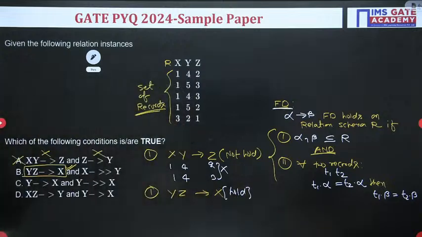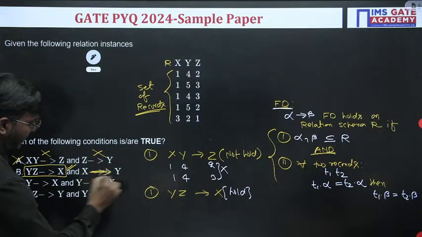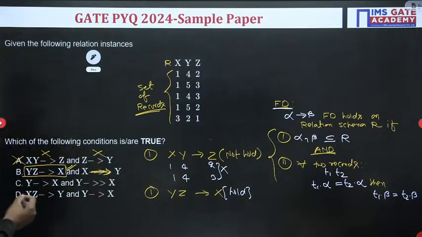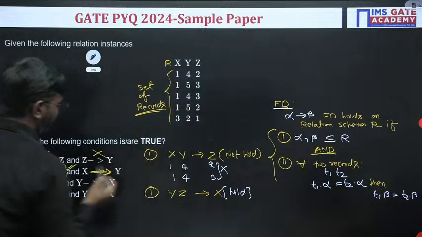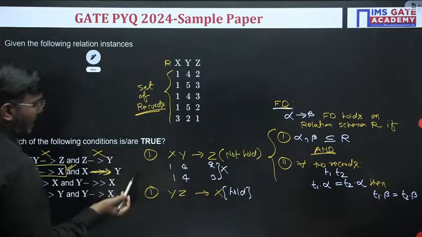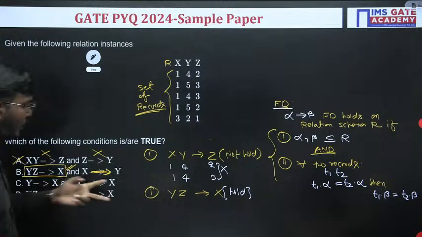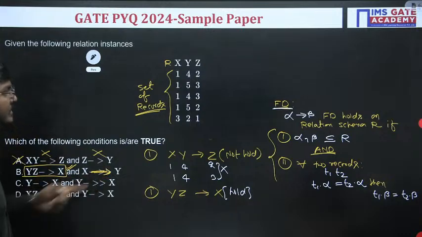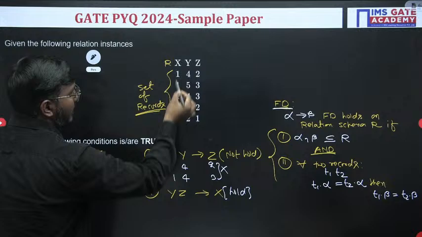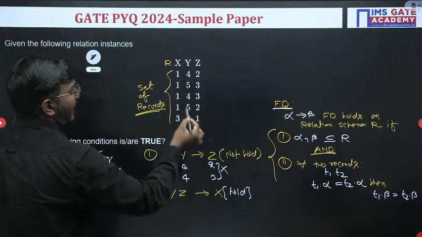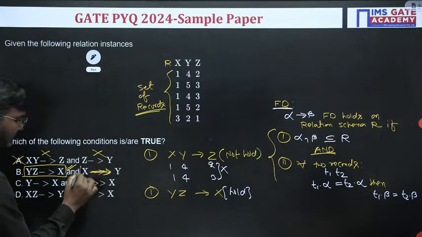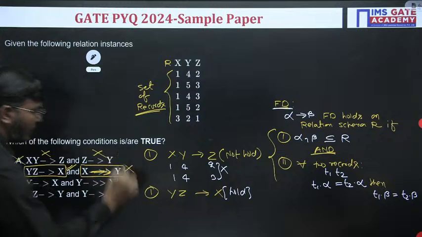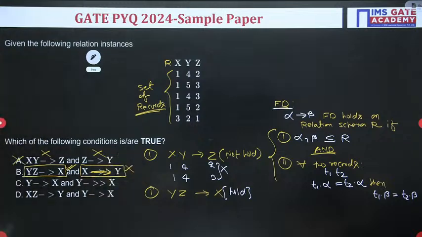Very good. Now see x determining y. If you check x determining y, it means for every two records, if the x value is the same, then the y value must be the same. Here, the x value is the same for these records and the y value is not the same. It means this is not true. Understood? Getting my point now? Very good. So option B is also incorrect.